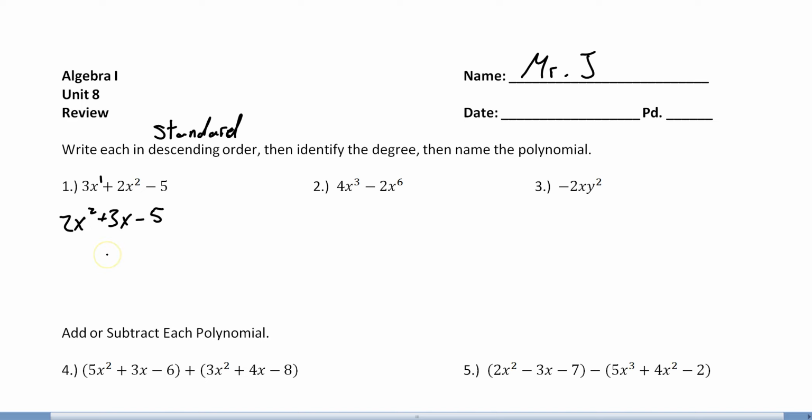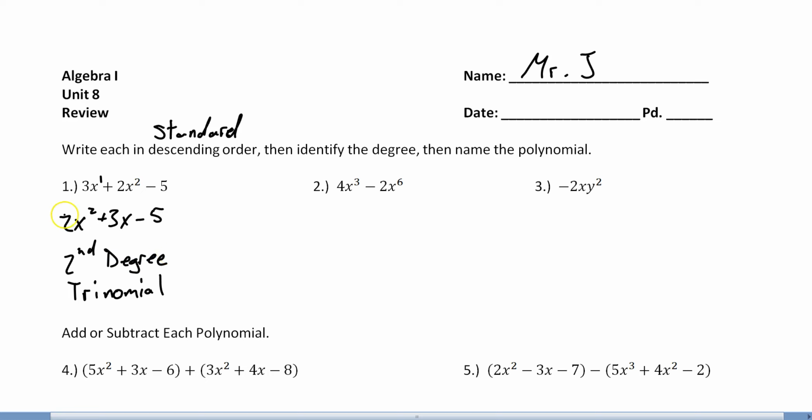Identify the degree. When it's a polynomial, I just look for the biggest exponent. This one has a degree of 2. And then in terms of naming it, there are 3 terms, so this is a second degree trinomial. Usually we'll list it that way, instead of saying degree 2, we'll say second degree trinomial. It's just a nice succinct way of labeling this.